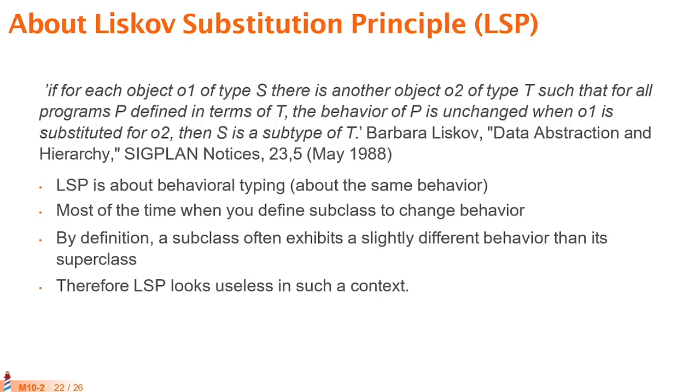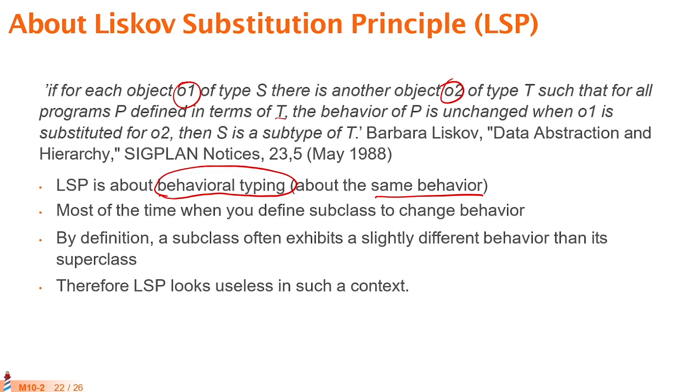We can talk a little about the Liskov substitution principle. Basically, it says that if we have two objects of two different types, S and T, and we have a program that works with the object of type T, this program should be unchanged, or should work exactly the same, when we change one object to the other, if S is a subtype of T. In this case, what we are talking about is that the objects should have the same behavior. This is what is called behavioral typing.